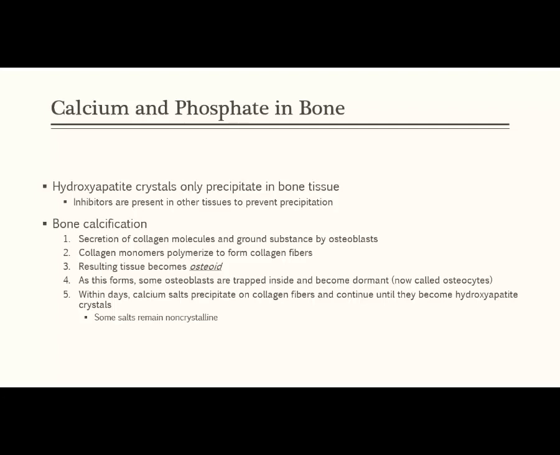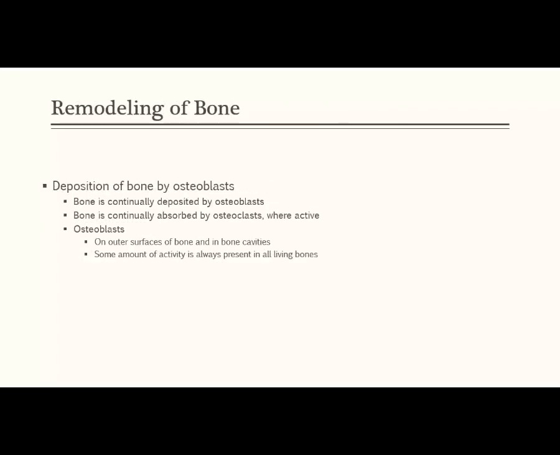But fairly quickly, calcium salts precipitate on the collagen fibers and eventually become hydroxyapatite crystals that are kind of bonded to the collagen fibers, creating this extremely strong structure. So bone is constantly being deposited by osteoblasts. That's what osteoblasts do. Once the osteoblasts become inactive, they are osteocytes trapped within the osteoid and trapped within the bone. On the other hand, there are these other cells that are called osteoclasts, which absorb bone when they're active.